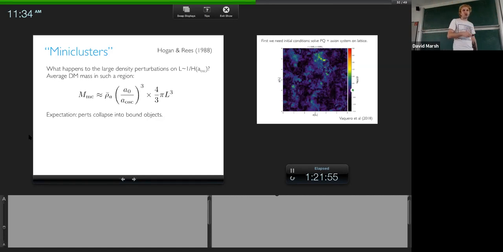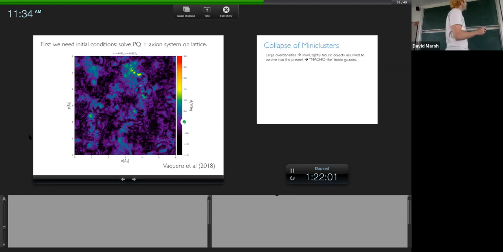So let's try and move on with this idea. What is the mass? What are the objects? What do they do observationally? So first of all, we need initial conditions. We talked about this already in lecture 4. You have to solve the Peccei-Quinn symmetry breaking problem in the axion system on a lattice, which means using a finite difference method or a spectral method.